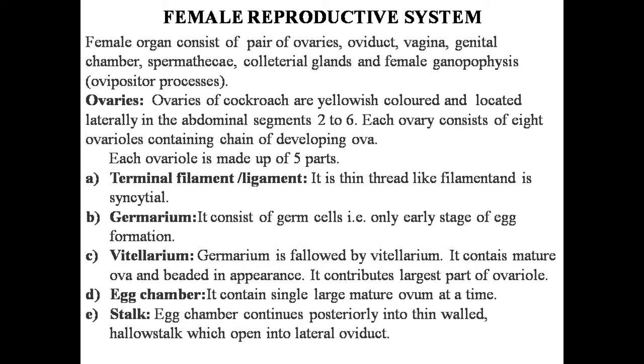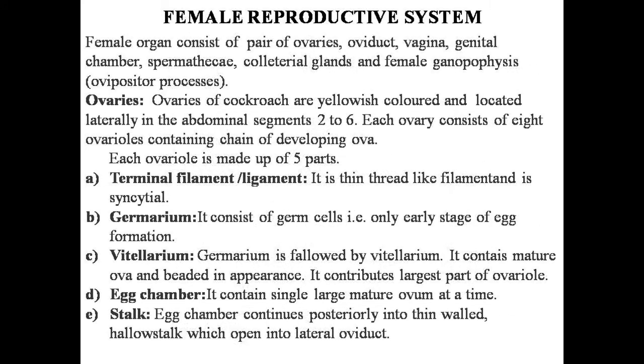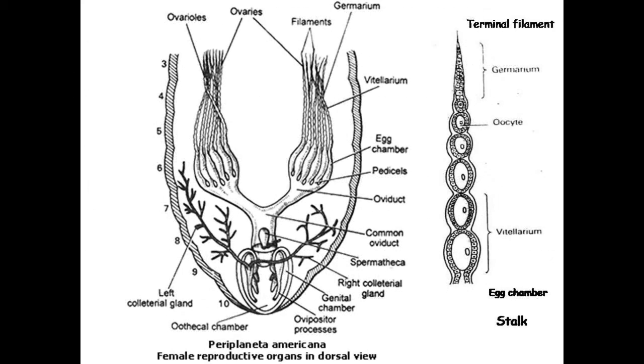The next part is the egg chamber. When the egg gets mature, it comes to the egg chamber. It contains a single large mature ovum at a time. The last or fifth part of the ovariole is a stalk. The egg chamber continues posteriorly into a thin-walled, hollow stalk which opens into the lateral oviduct.